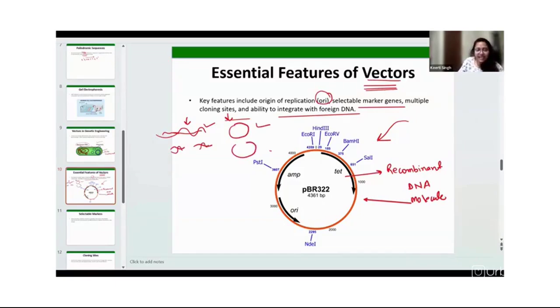Some process will take place. Okay, so this cut part of DNA gets inserted into our plasmid DNA, right? So this is the foreign DNA that the plasmid is carrying. This recombinant DNA molecule will now be transferred into a host organism.